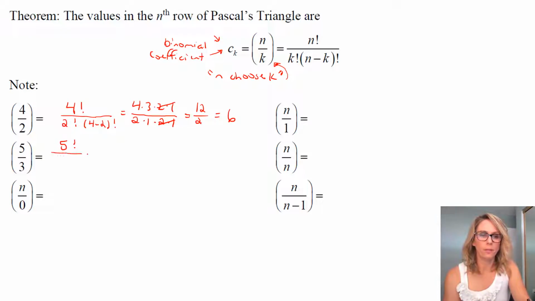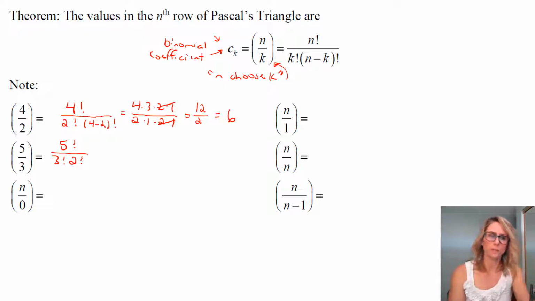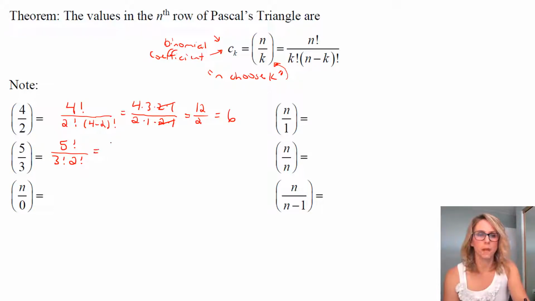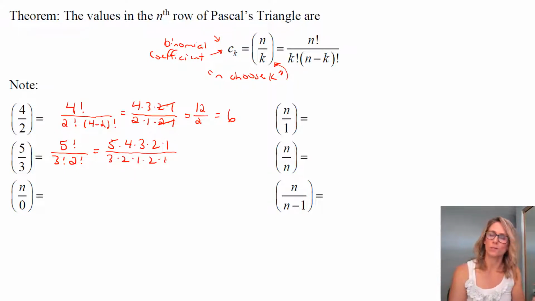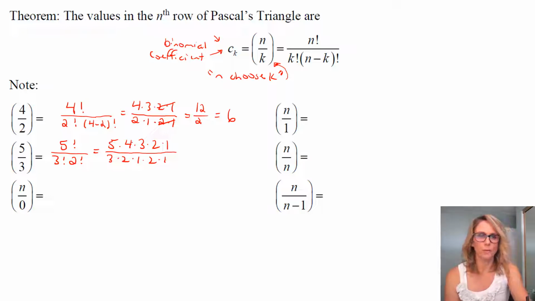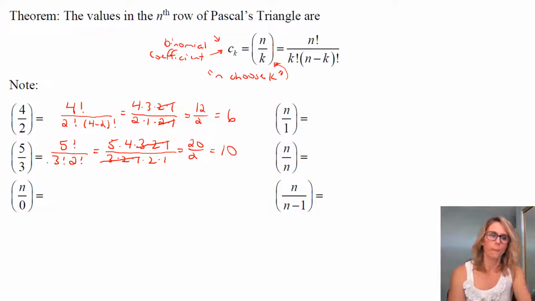So we have 5 factorial, that will be 3 factorial, and then you'll notice the difference between 5 and 3 is 2, because 5 minus 3 is 2, so you'll have this, and that's 5 times 4 times 3 times 2 times 1 divided by 3 times 2 times 1 times 2 times 1. So just multiplying out those factorials, you can see I can simplify some common factors there to get 20 divided by 2, and we get 10.